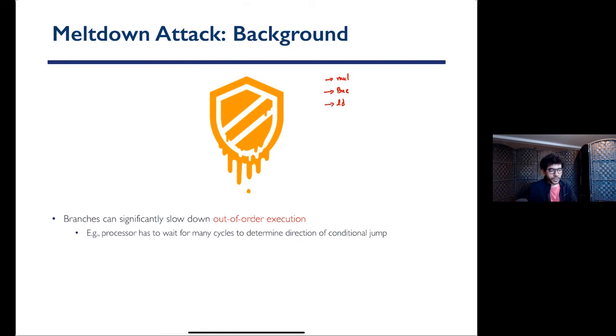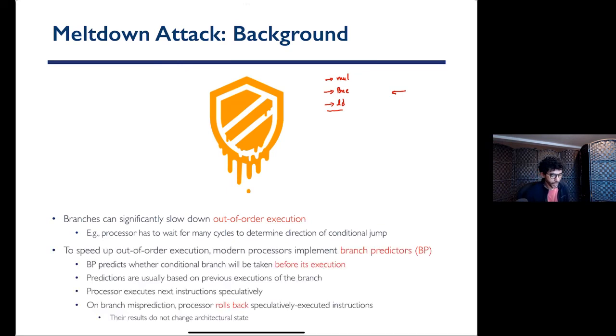Now, the execution of this load is speculative because I predicted and started executing. Later on, if this branch turns out to be the opposite of what we predicted, then it's okay. I can just throw away and roll back my execution. I can throw away all the things that I thought were going to be executed and start over from wherever I need to execute. So this is out of order execution. This is speculative execution. And we talked about this rollback, right?